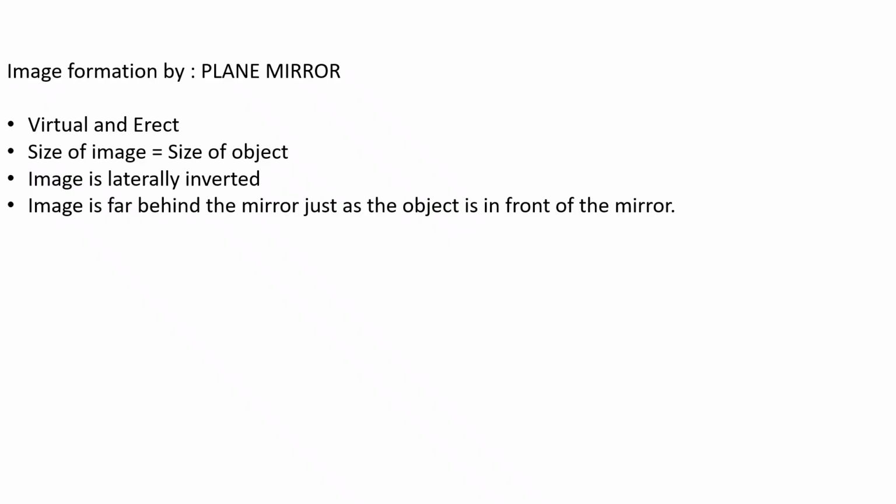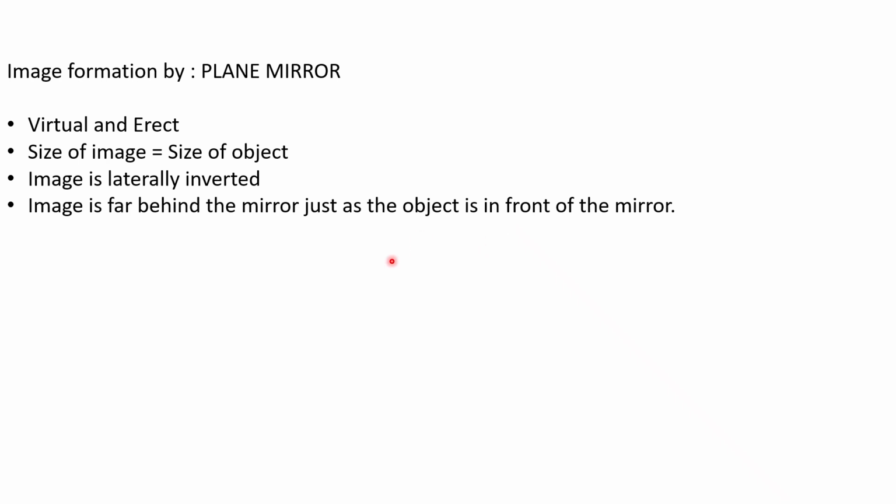The image formation by the plane mirror. Remember, the plane mirror we already discussed. It's a virtual and direct image. The size of the image and the size of the object is equal. The image is a laterally inverted image. Remember, B will be appearing as D. The image is as far behind the mirror as the object is in front of the mirror.